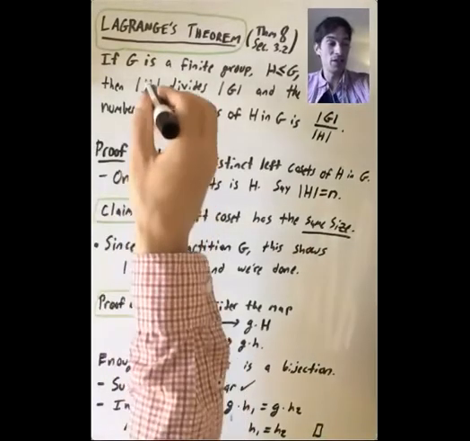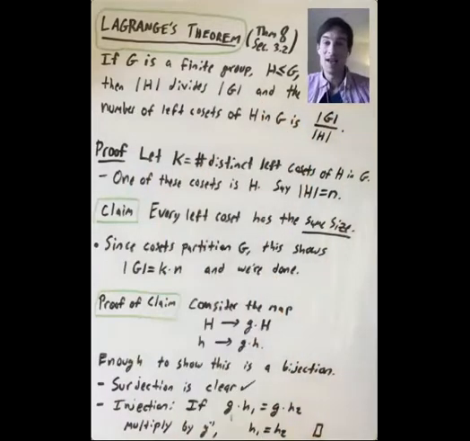So the order of H divides the order of G, and the number of left cosets of H in G is that quotient. So you know that the order of G divided by the order of H has to be an integer, because that quotient counts something that's definitely a whole number.